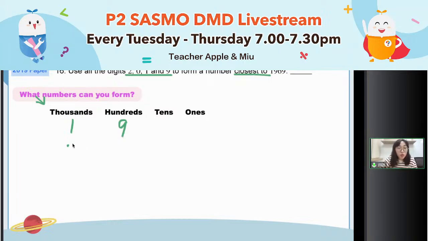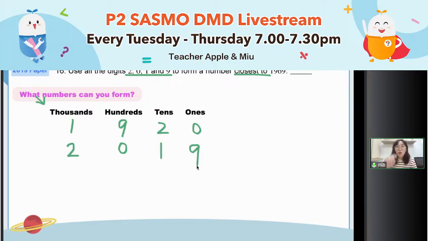Also, maybe we can put 2, but after that, can we put 2,900? No. Again, make sure that the difference between these two numbers is very small. So maybe we can put 0. Okay, 0 is very close. So think about it. What are the two possible numbers here? We have 1,900 and yes, it should be 1,920, right? And what about the other one? The other one, 2,000 and yes, 2,019.